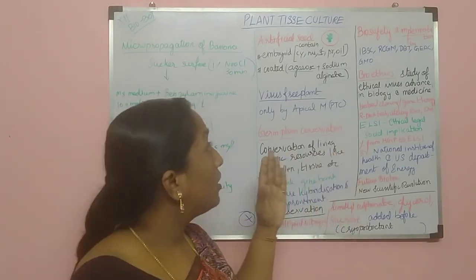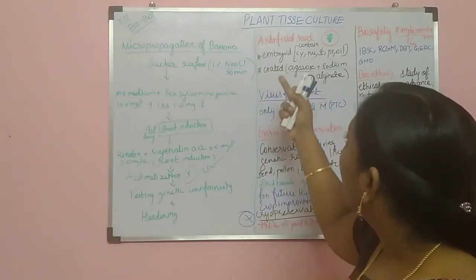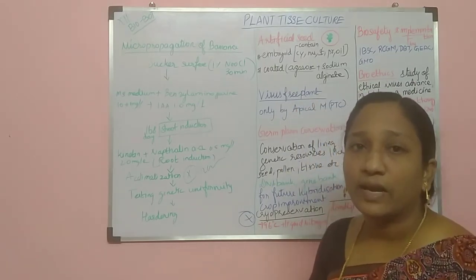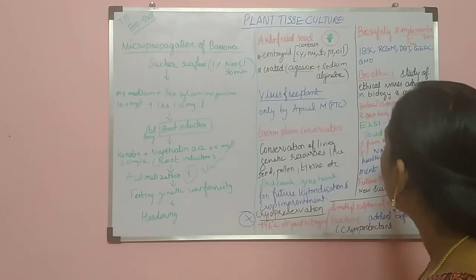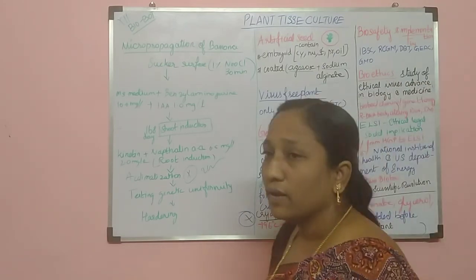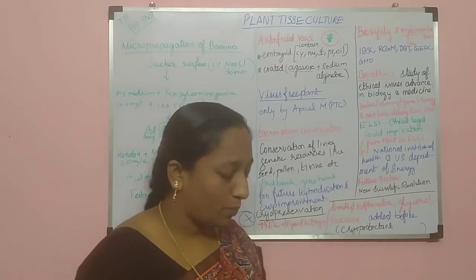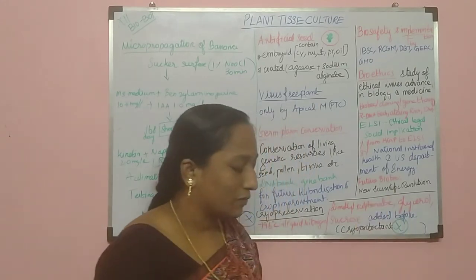And now we have learned micropropagation, artificial seed preparation, virus-free plants, germplasm conservation, cryopreservation, biosafety, bioethics, and future biotechnology. We also learned about the cryoprotectant, which is important for a 1 mark or even 2 mark question.